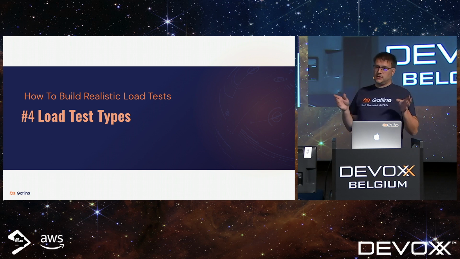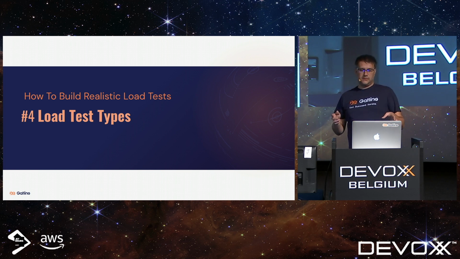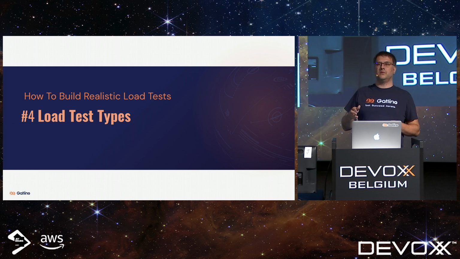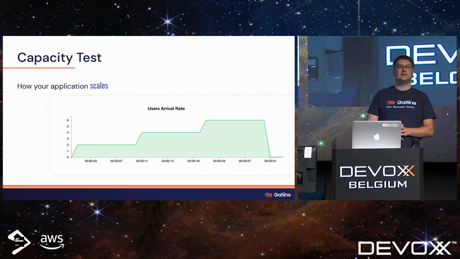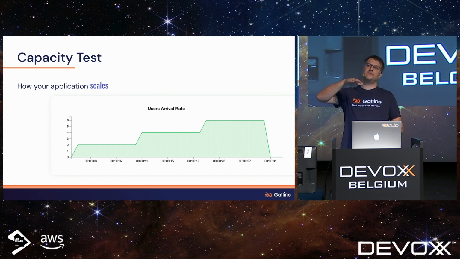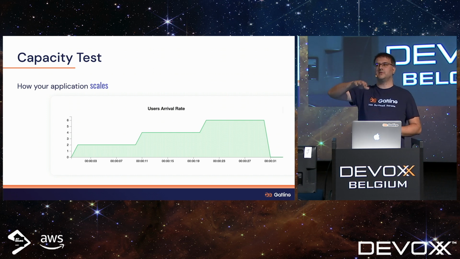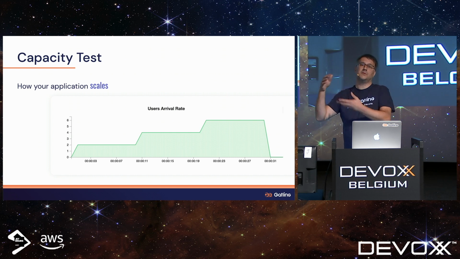Now we've talked about injection profiles. Let's talk also about the different load test types that you can create. So a typical load test would be the capacity test. In the capacity test, you progressively increase the load, possibly with ramps and plateaus. So you want to figure out how your application scales, and at which kind of load your application starts experiencing failures or poor response times. So you know your maximum capacity, in short.